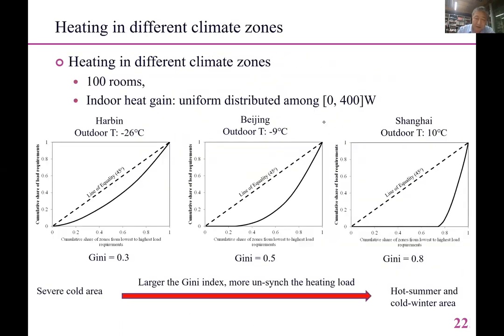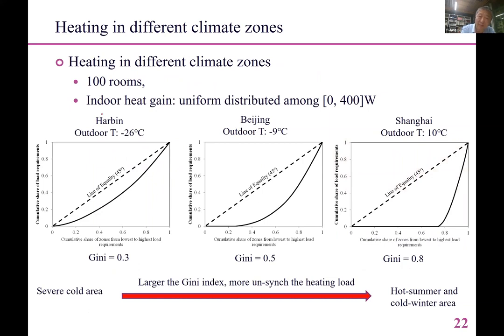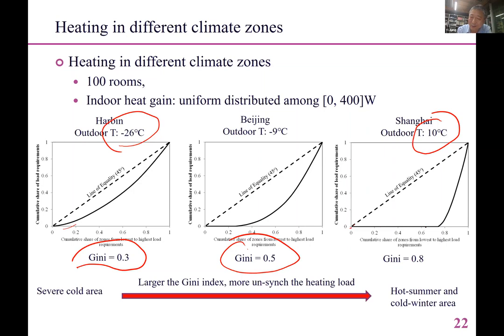Then you take this area R divided by the triangle, and you get the Gini index. This Gini index can describe how different the demand is, how uncentralized and variated the demand is. So for instance, for heating, in Harbin in China, the outdoor temperature is minus 26, and in this situation the demand distribution is very uniform. The Gini index is 0.3. If you come to Beijing, minus 9, the Gini index is 0.5. It's still not too bad. But if you come to Shanghai, where the outdoor temperature is 10 degrees C, you can find the distribution is really non-uniform. So the Gini index is very high, 0.8. So it can show you how big the difference is, how unsaturated the load or the demand is.